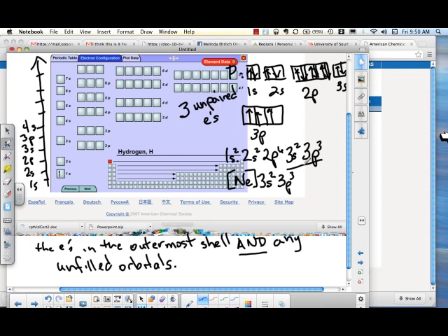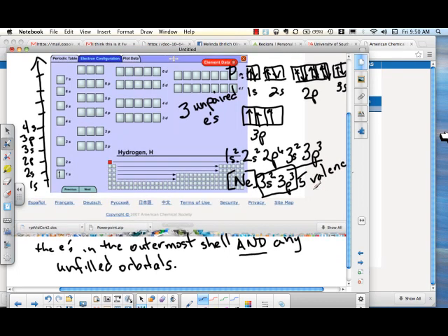How many valence electrons does phosphorus have? 5 valence electrons. What is the number at the top of the column that phosphorus is in? 5A, just like nitrogen. 5 valence electrons. All right?